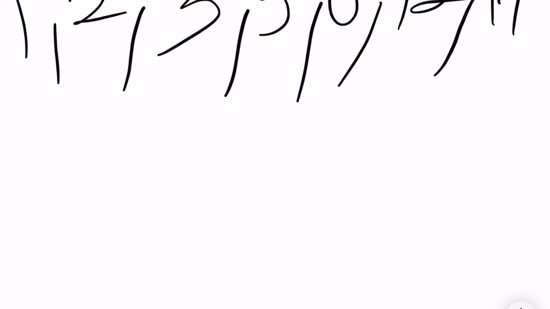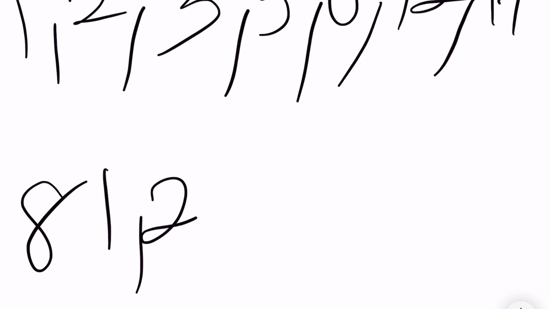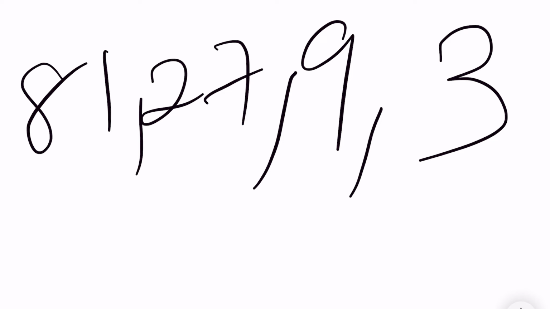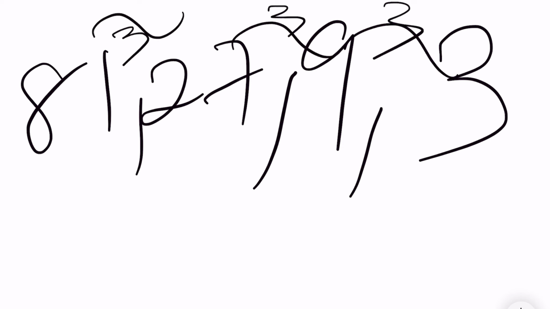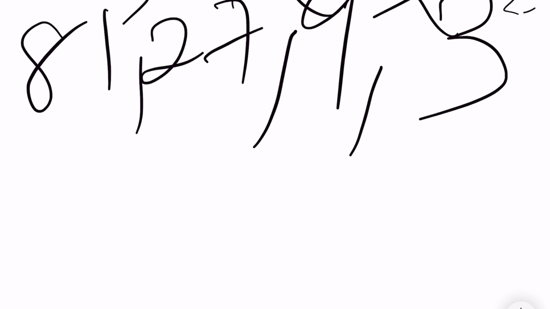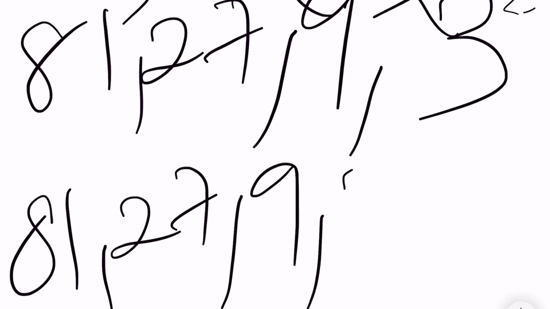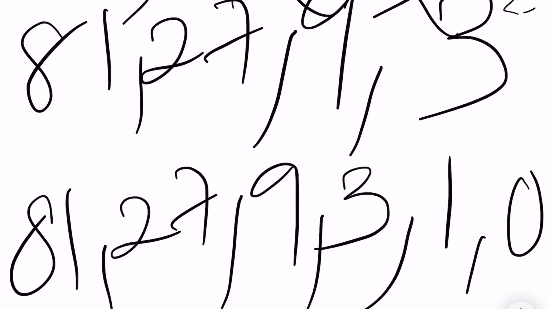So here we have 81, 27, 9, and 3. When we divide through, this is divisible by 3, here is divisible by 3, here is divisible by 3. So when we divide by 3, we have 81, 27, 9, 3, 1, and 1 divided by 3 is 1/3.